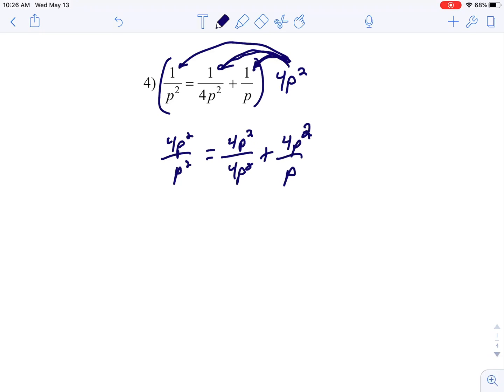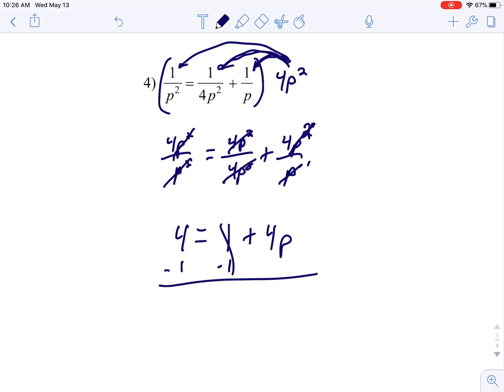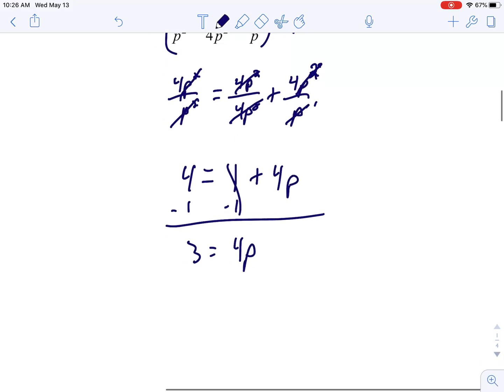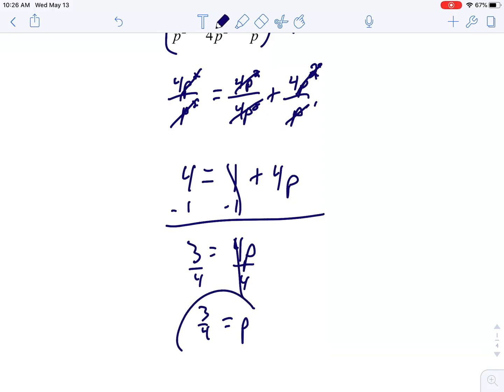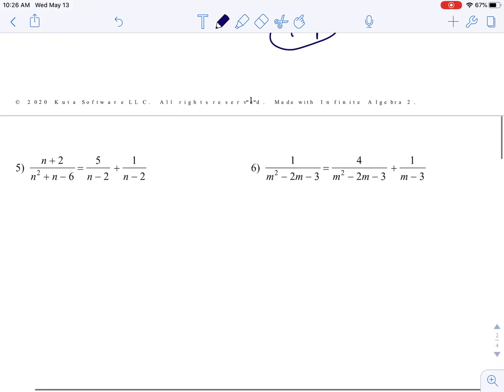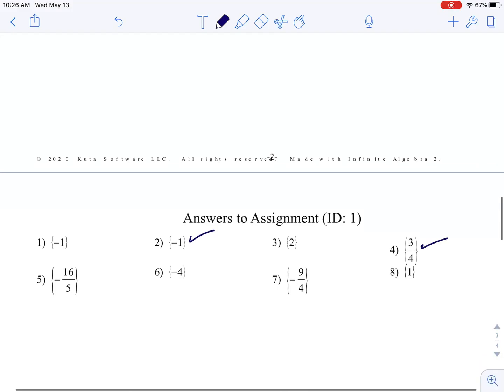over p. Now, what cancels? P squared cancels, but I still have a 4 over there. 4p squared cancels with 4p squared. Now when they're gone, you don't just ignore them. Canceling is dividing. So 4 divided by 4 is 1. P squared cancels with 1p, and it leaves 1p behind. So now, subtract 1 on both sides. 3 equals 4p. Divide by 4. P equals 3/4. And that should be the answer, the only answer, no extraneous solutions, and there it is.